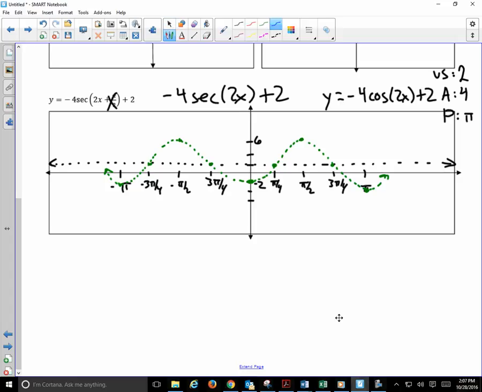Here's the part that's different. I used to draw vertical asymptotes through where it crossed 0. I don't draw where it crosses 0 so much as where it crosses that axis of rotation. So if the vertical shift is 2, then I draw it where it crosses 2.